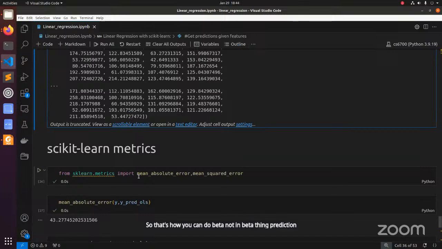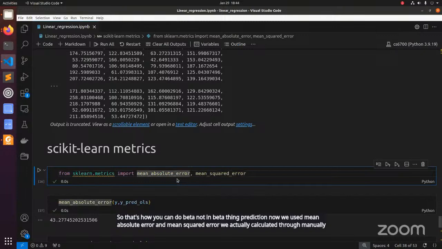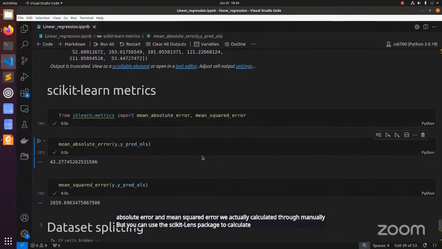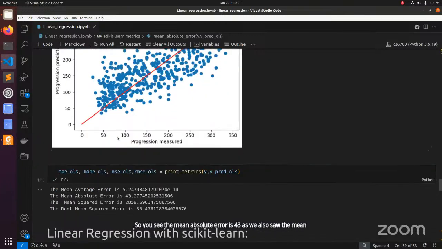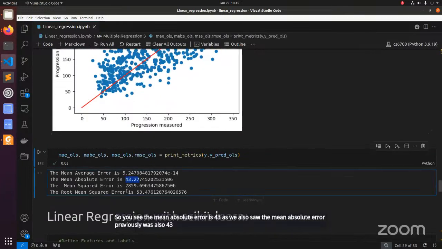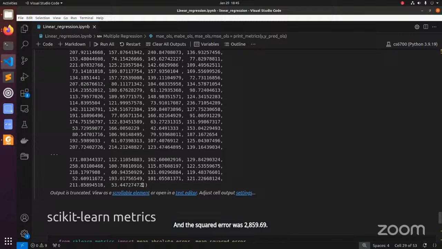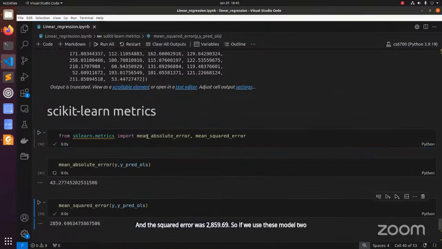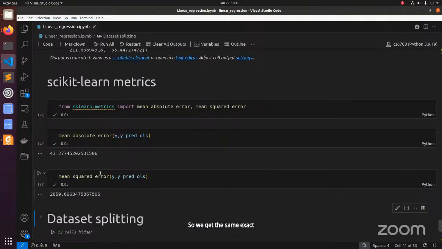Now we used mean absolute error and mean squared error. We actually calculated them manually, but you can use the scikit-learn package to calculate the mean absolute error and mean squared error. You see the mean absolute error is 43. As we also saw, the mean absolute error previously was 43.27, and the squared error was 2859.69. So if we use this model, we get exactly the same numbers, 43.277 and 2859.69, even from the scikit-learn package.